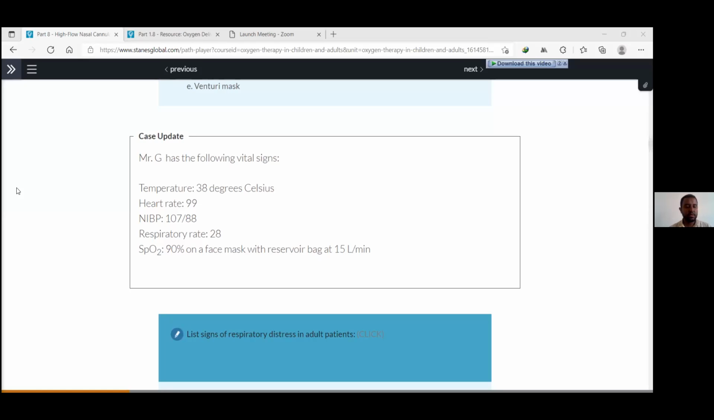Elizabeth said suprasternal and intercostal retraction. Okay, thank you. Mahalit said fast breathing and short breathing. You meant shallow breathing, maybe, I don't know. Yeah, short of breath. Okay, short of breath, okay.